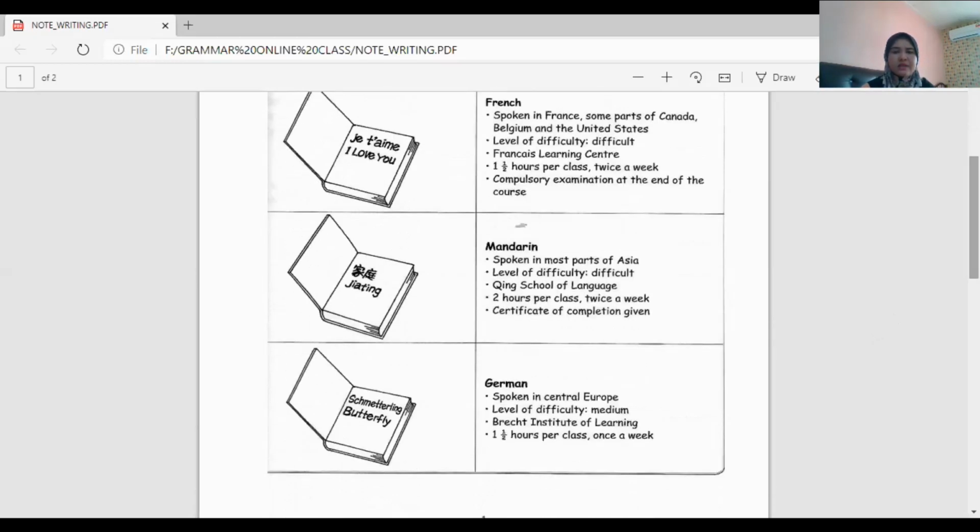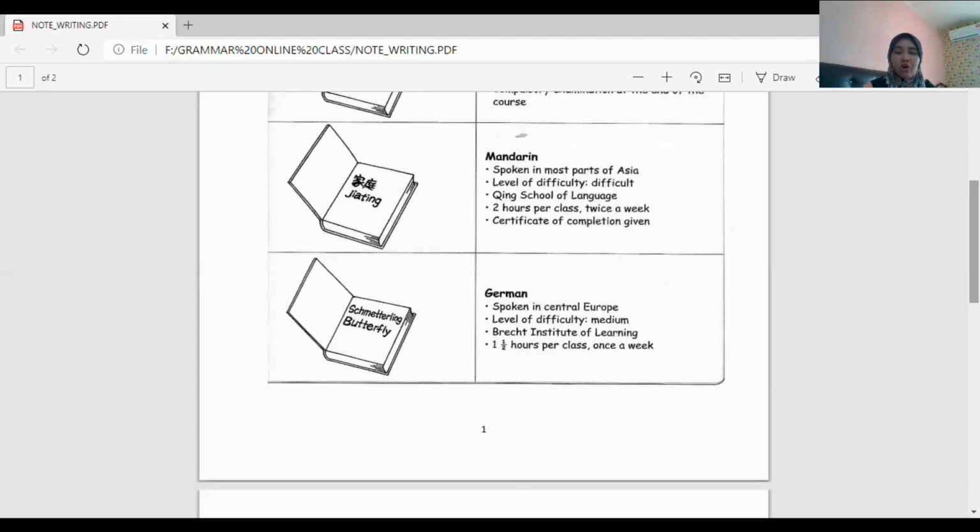Then the third class mentioned here is the Mandarin class. As we know, Mandarin is spoken in most parts of Asia. Level of difficulty is difficult. Then it is taught at King School of Language. And the duration is 2 hours per class and it is held twice a week. And all the participants or the students will be given a certificate of completion upon completing the course.